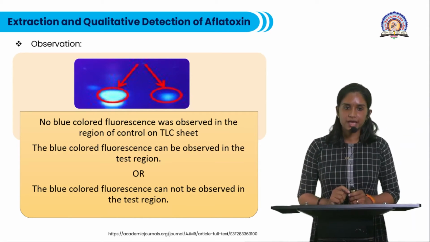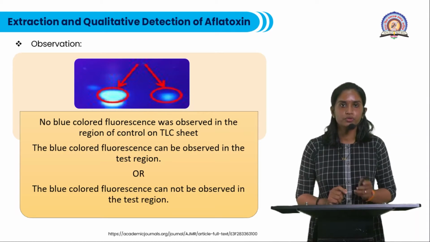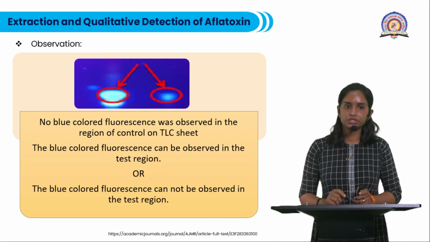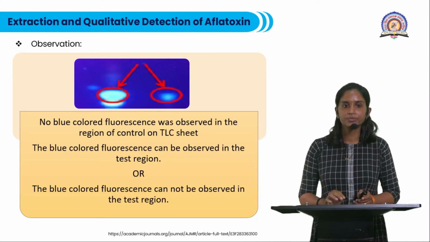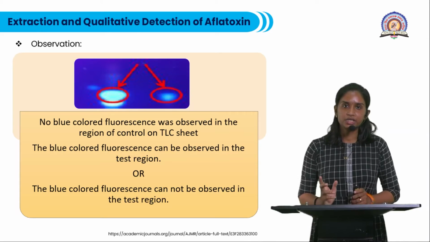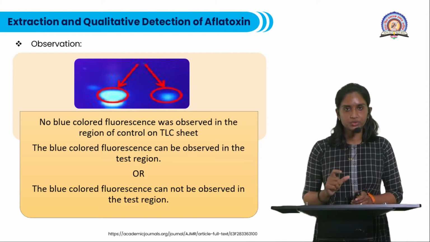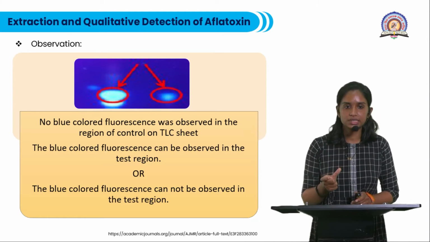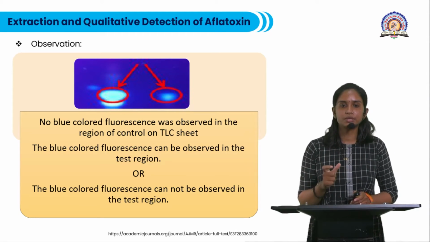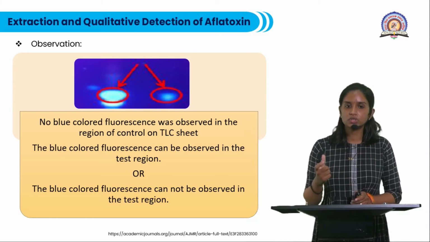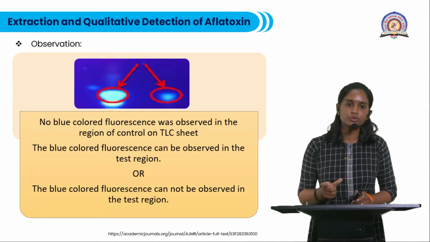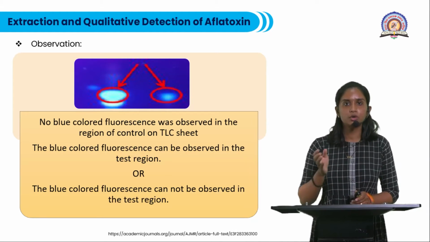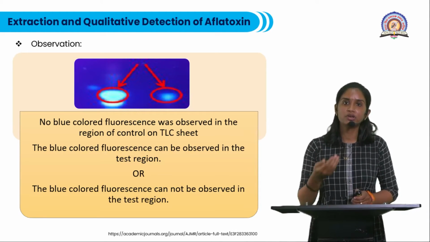If no color is observed, that is, no fluorescence is observed, then you will say that no blue color fluorescence was observed in the region of control on the TLC sheet. And now the test circle will indicate whether your aflatoxin is present or not. So if fluorescence is seen, then the blue color fluorescence can be observed in the test region, and if it is not seen, then blue color fluorescence cannot be observed in the test region. This is just the observation. Now based on this, you need to interpret your result.